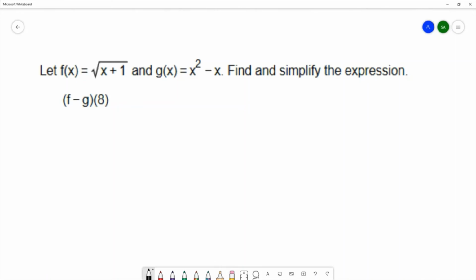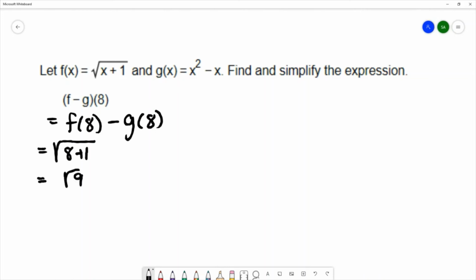In the first way, we can understand what these symbols mean, that we want to evaluate f at 8, evaluate g at 8, and then subtract the 2. So f of 8 would be substituting an 8 into the function named f. That's square root of 8 plus 1, which is square root of 9, which is 3.